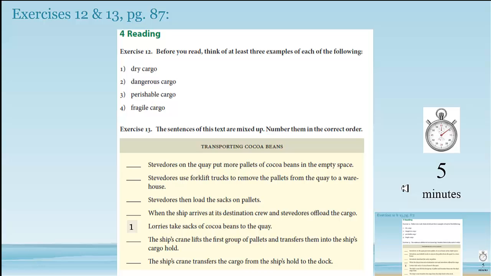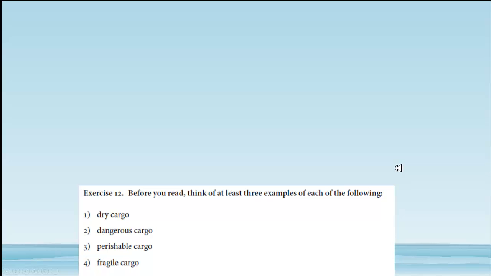Great, that was a little bit of Animal House there for you. Great, so let's go to exercise 12. Dry, dangerous, perishable, and fragile cargo. Well, examples of dry cargo, we've talked about dry cargo a lot, so hopefully you were thinking of break bulk, neo bulk, standardized, or dry bulk.